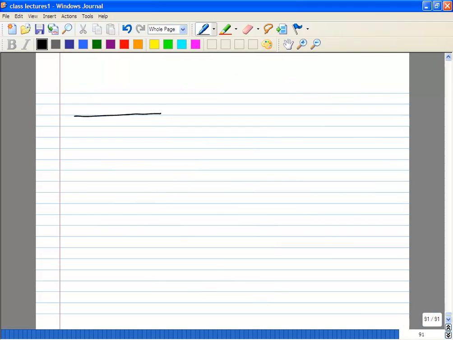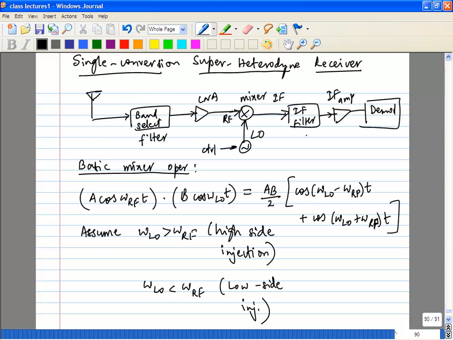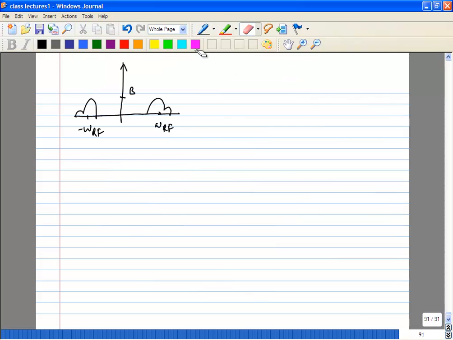So what does it look like in the frequency domain? Let's say your desired signal looks like this, and it has an amplitude of B. What did we assume? Let's go back again. We assumed A for the RF and B for the LO. In the frequency domain, you convolve it with the sinusoid. The cosine is two impulse functions at plus or minus omega LO, of height B.